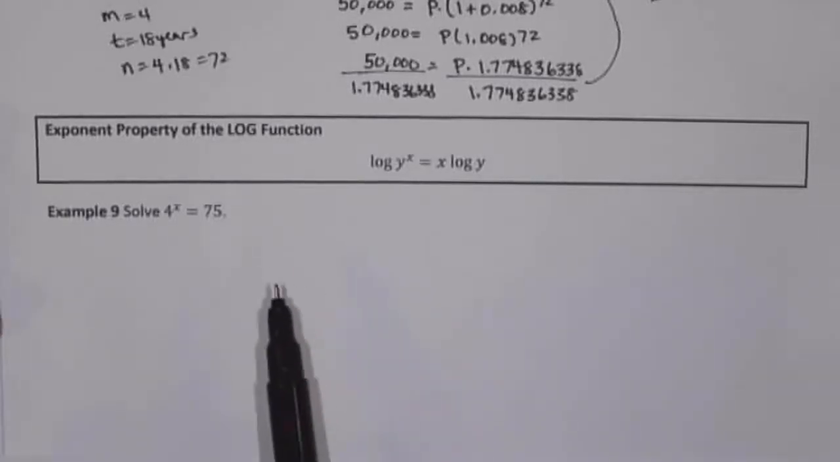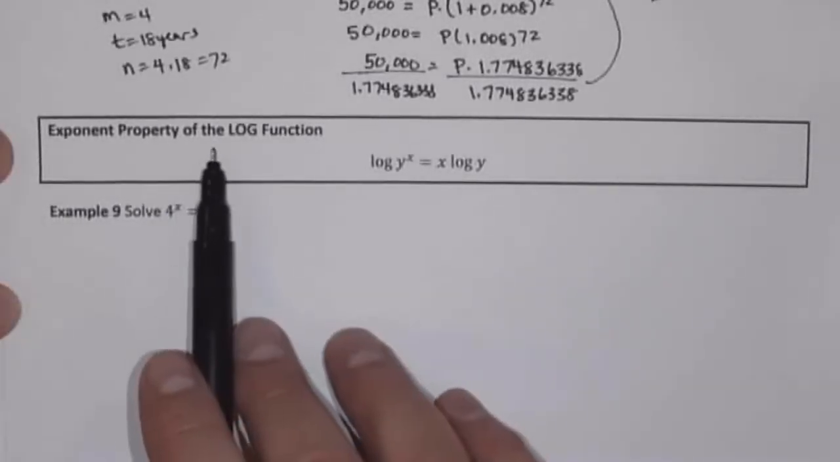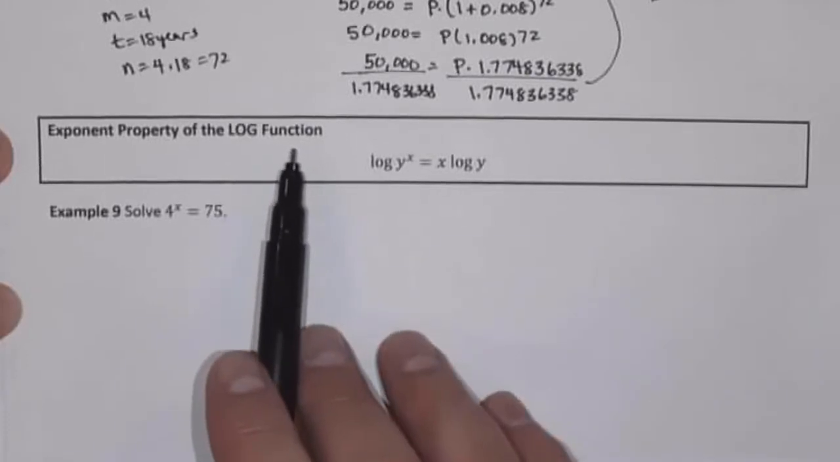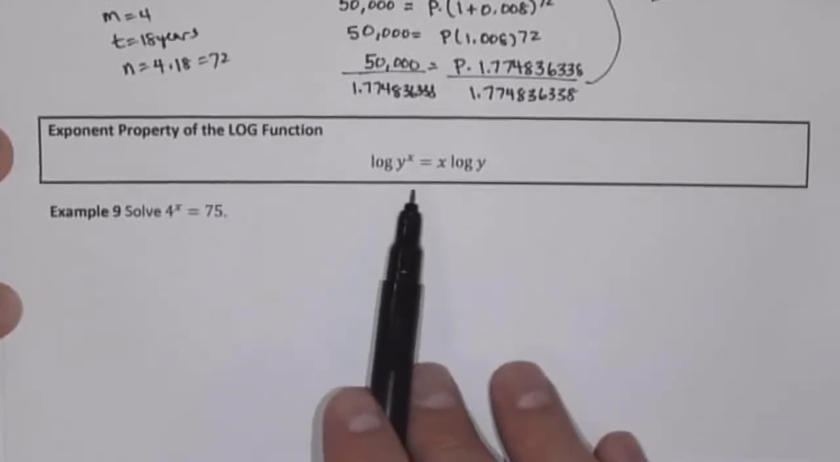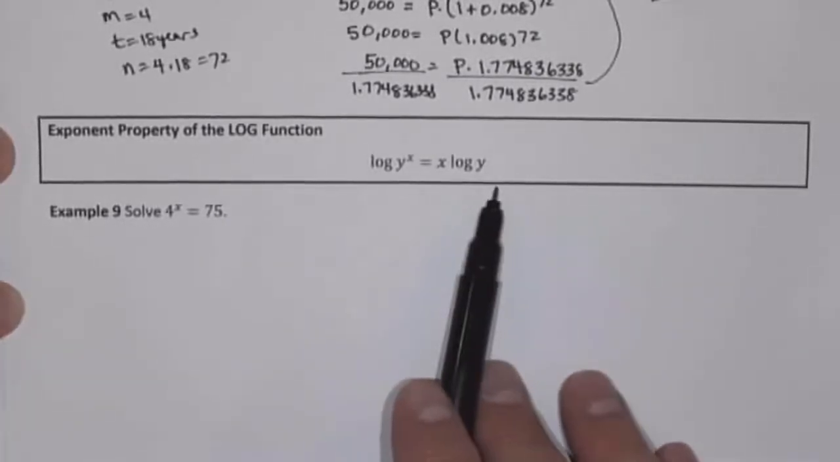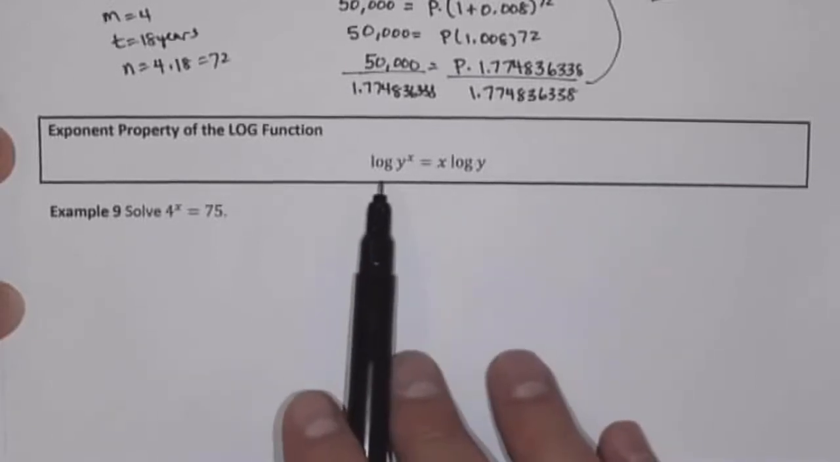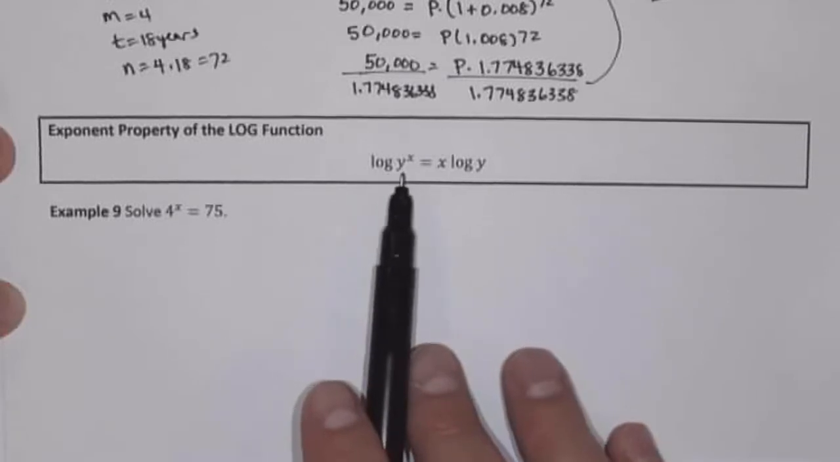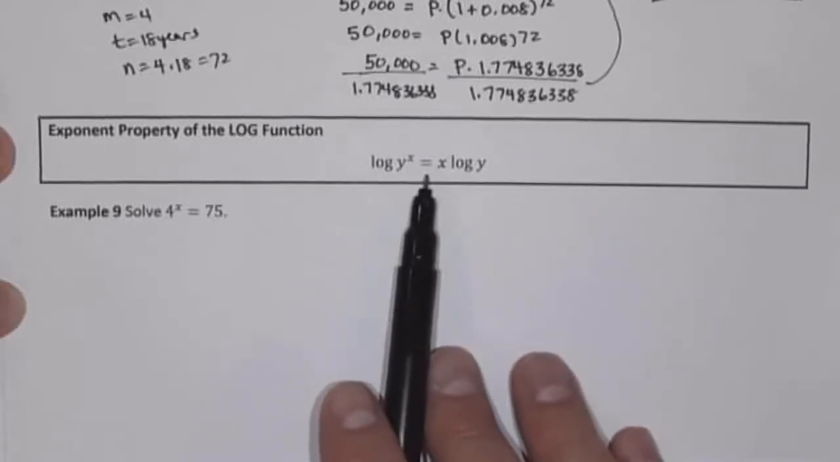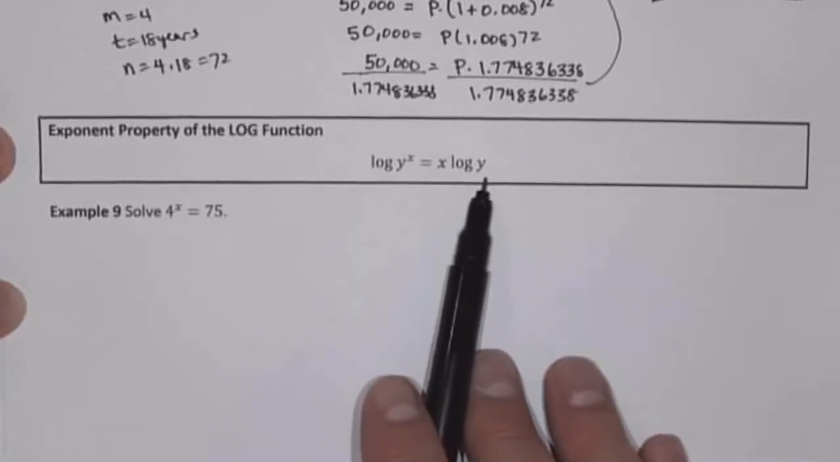So in this video, we're going to begin by reviewing the exponent property of the log function, which we used previously in Chapter 7. You'll see shortly why we need to review this. The exponent property of the log function says that if we have the log of y to the xth power, then that equals x times the log of y.